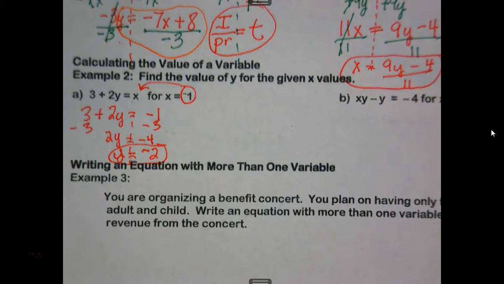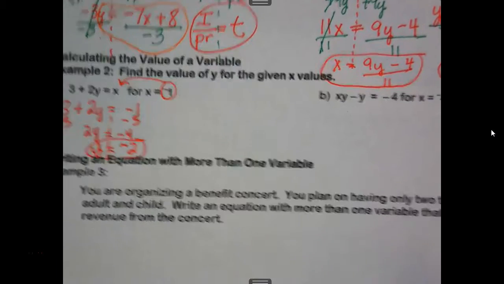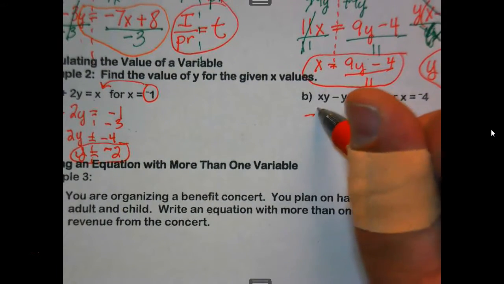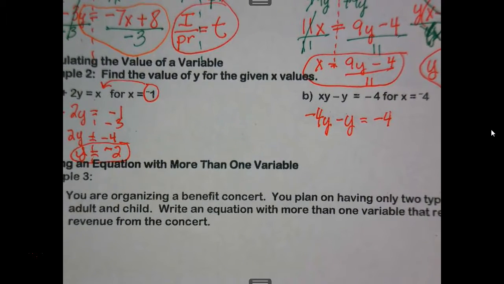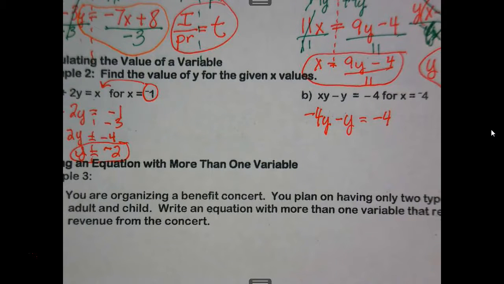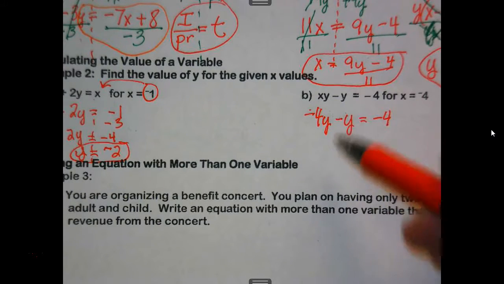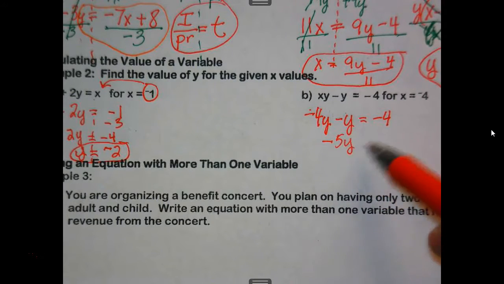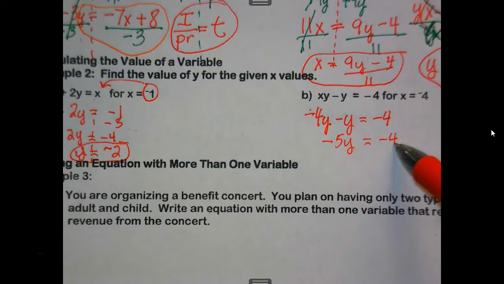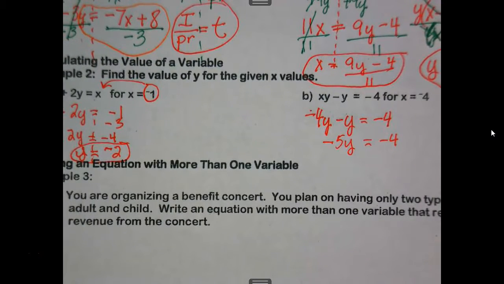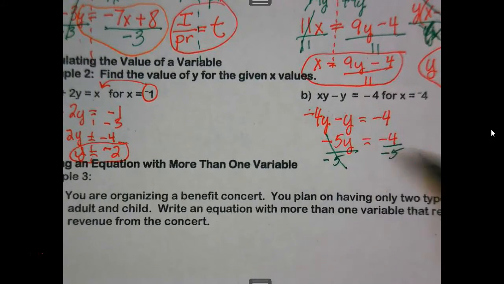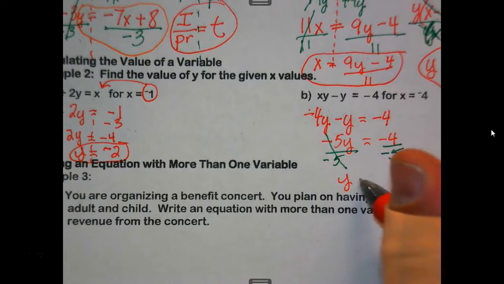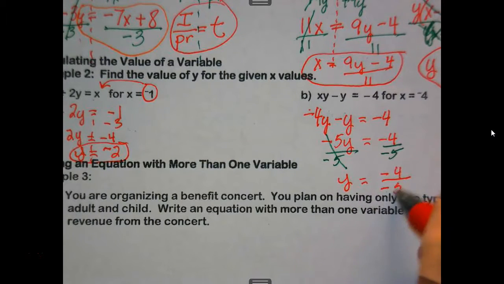B, -4 for X. So I have -4y minus y equals -4. Combine like terms on the same side of the equal sign. -4y minus 1y is -5y equals -4. Divide both sides by the coefficient -5. And y equals either -4 over -5 or just 4/5. Doesn't matter to me.